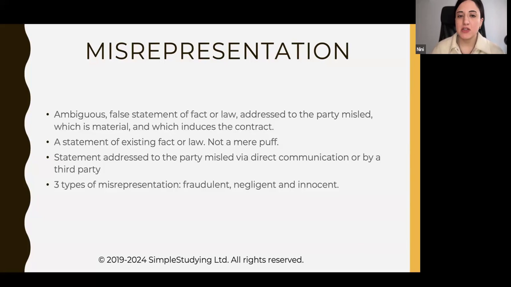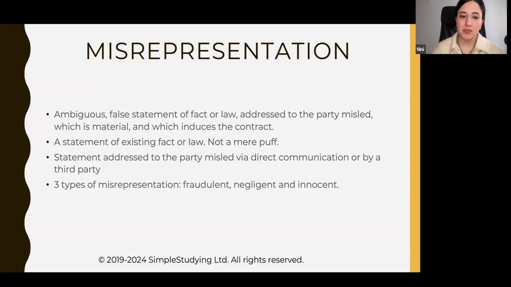An unambiguous false statement of fact or law addressed to the party misled, which is material and which induces the contract. That's the definition of a statement that can lead to misrepresentation. So it has to be a statement of fact or law, and it has to be addressed to the party misled. It can be through direct communication or from a third party.